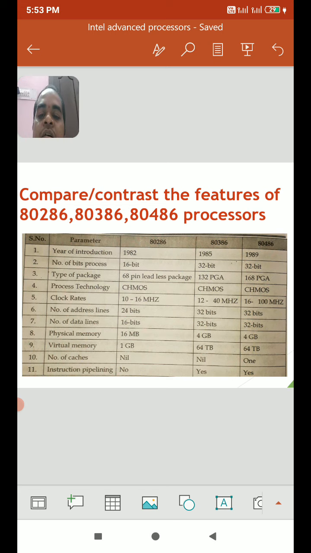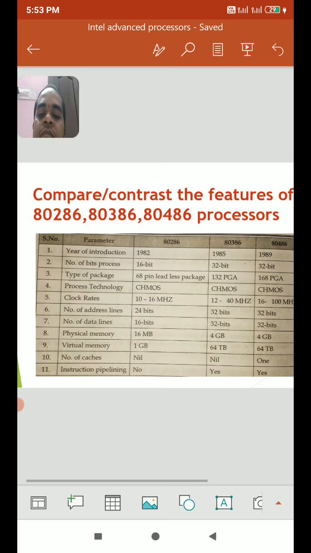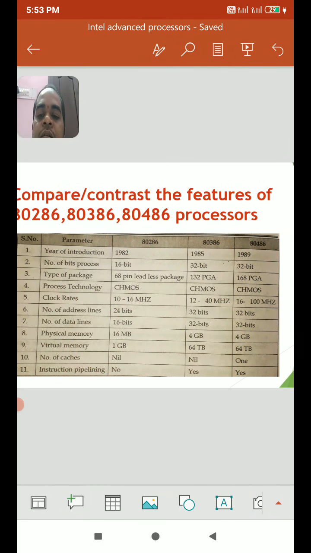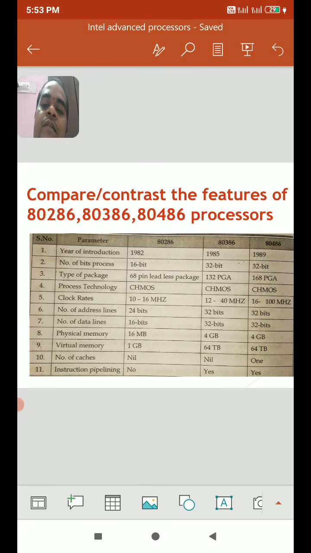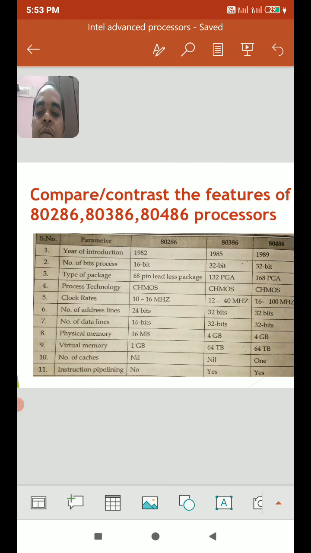Based on the address lines, we calculate the physical memory of the microprocessor. In the case of the 8086, 20 address lines are present, so using the formula 2 power n, 2 power 20 means 1 MB of memory. In the 80286, 24 address lines are present, so 2 power 24 equals 16 MB of physical memory.